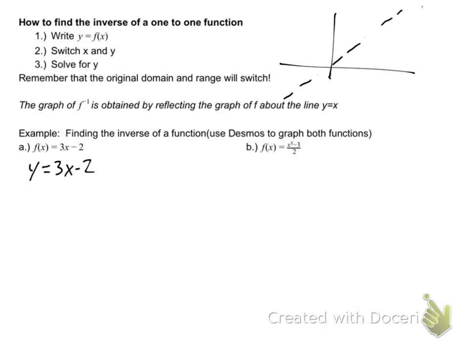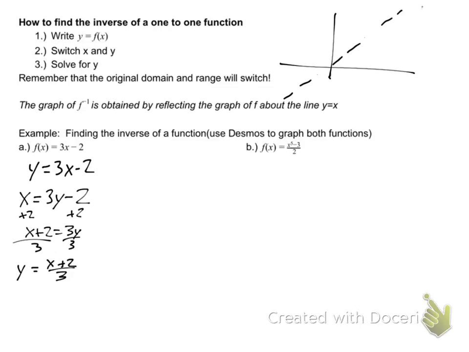So let's do this. Let's find its inverse. First step we already did. Second step says switch x and y. Whoops. And now solve it for y. Add 2. X plus 2 equals 3y, and divide both sides by 3. If you were to look in the book, this is what they give you. They said, yeah, this is fine.